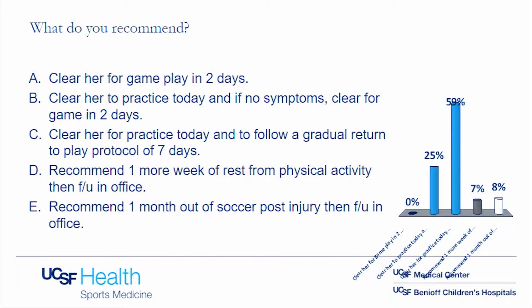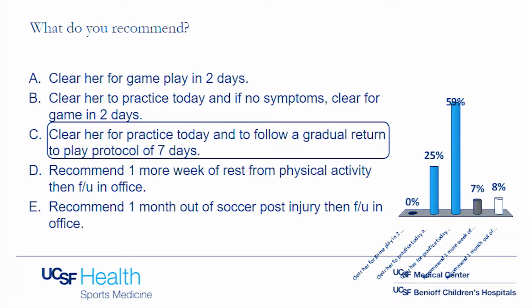All right, so looks like 25% of folks would clear her to practice today, and then if no symptoms, clear for a game in a couple days. So no one thinks you can just clear her. We're all agreed that no, she should do something before you say, yeah, go play in this tournament or this championship. So a quarter of folks think clear her today and then go ahead in 2 days if you're all right. And then a bunch of people think, no, do a more gradual. And then some people think, oh, let's keep her out a bit longer. In this case, I would do C. I agree with the majority of you, and I'll tell you why.